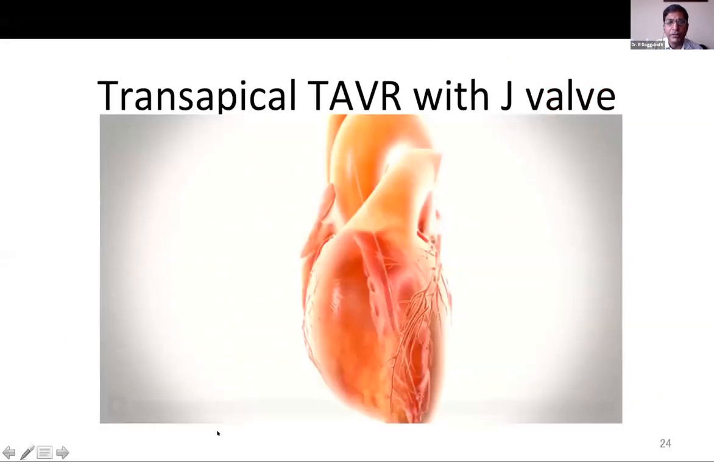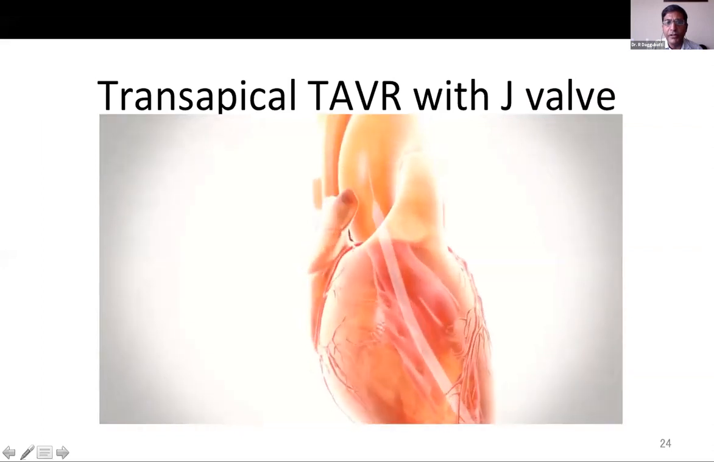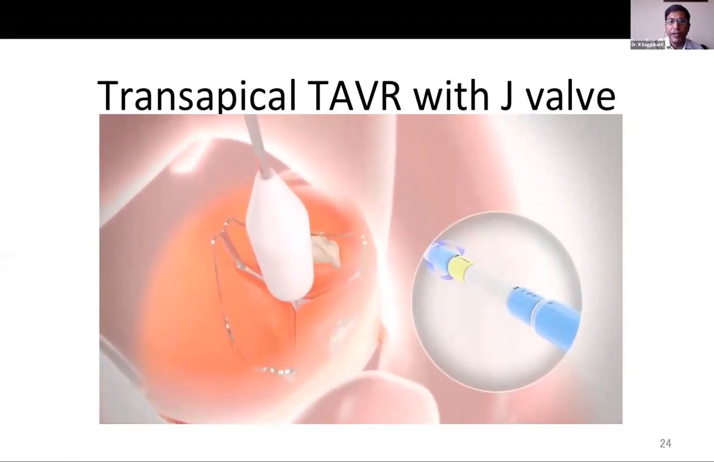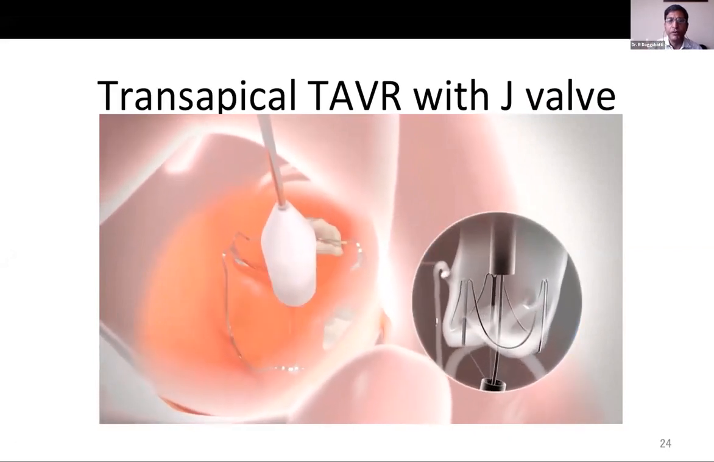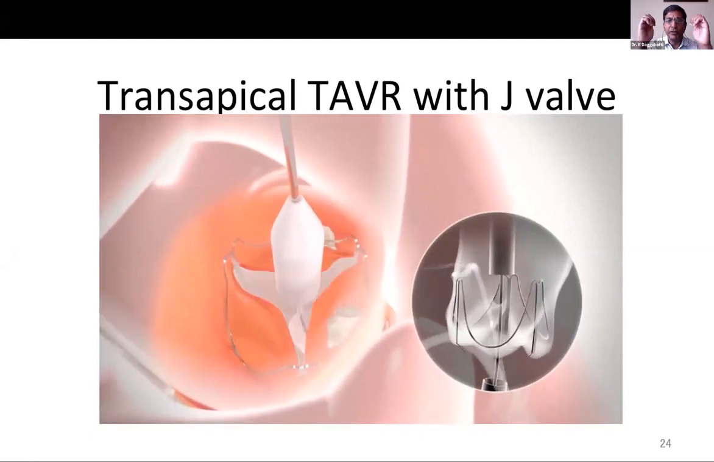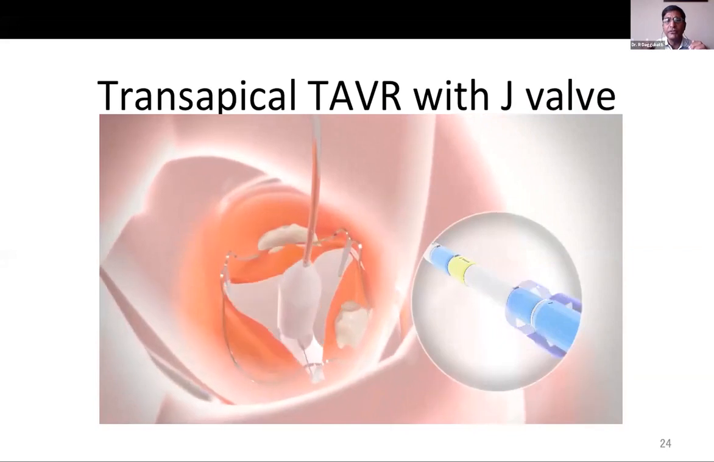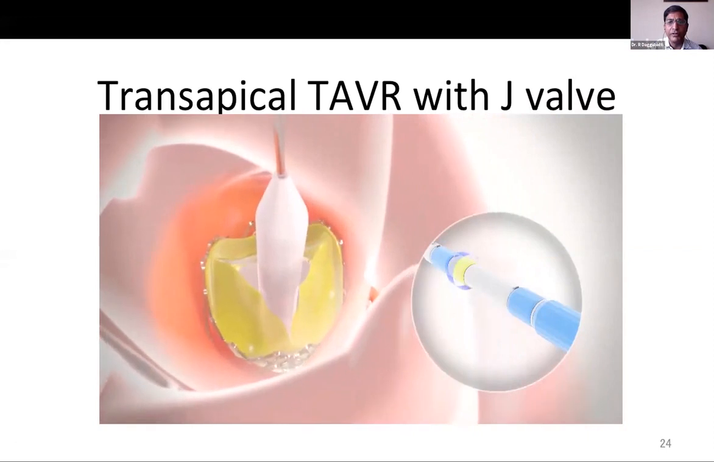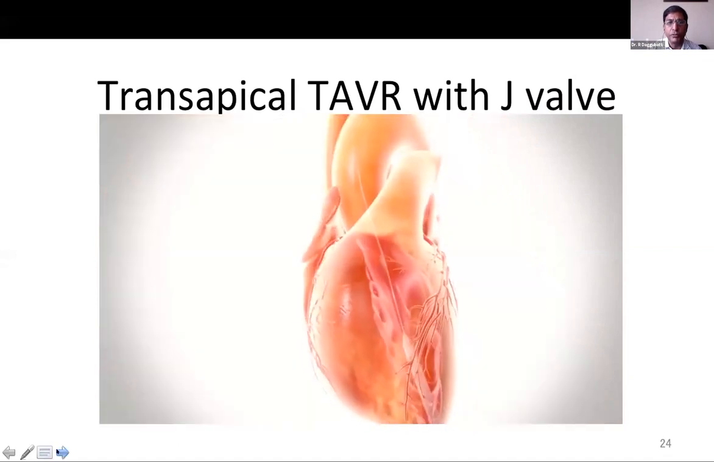So this is obviously a video that shows how this could be done. You do a transapical approach, go in, and you can rotate from the end, and that releases the frame which you can pull down. When you pull this down, there are crowns that go into the sinuses and stabilize it. So it's somewhat similar to the Jenavalve. Then you rotate the proximal rotator, and that actually deploys the valve, and you can come out easily. And it is shown to be very successful.